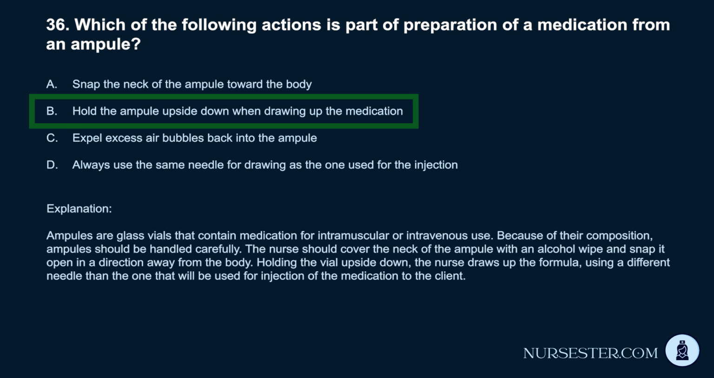Ampoules are glass vials that contain medication for intramuscular or intravenous use. Because of their composition, ampoules should be handled carefully. The nurse should cover the neck of the ampoule with an alcohol wipe and snap it open in a direction away from the body. Holding the vial upside down, the nurse draws up the formula, using a different needle than the one that will be used for injection of the medication to the client.